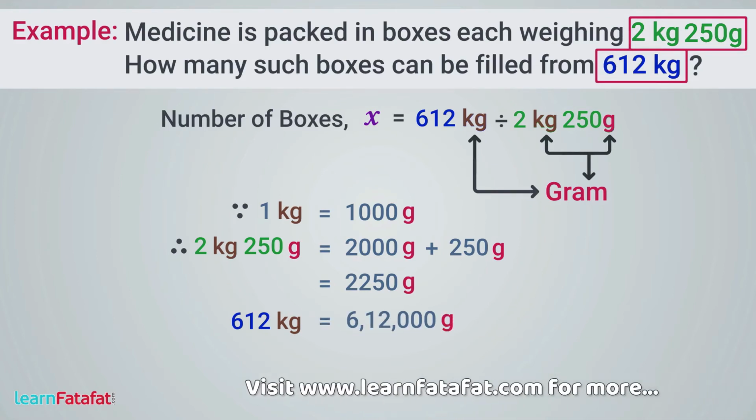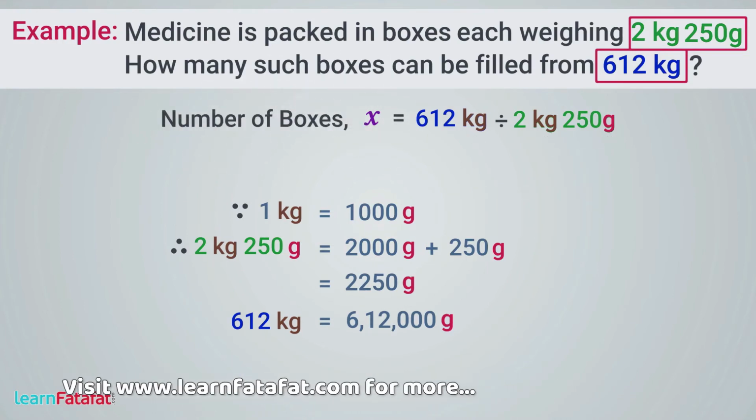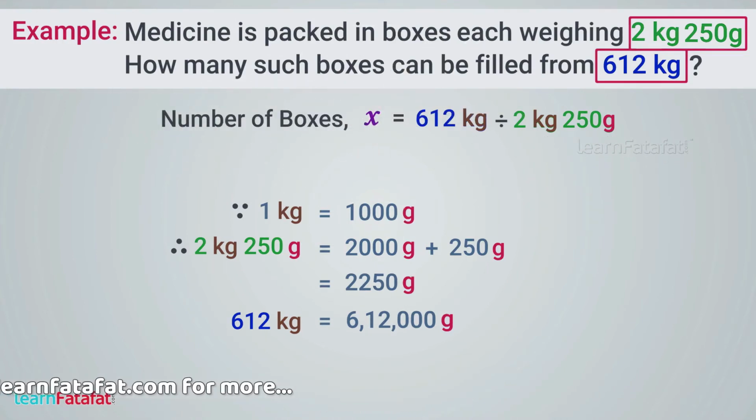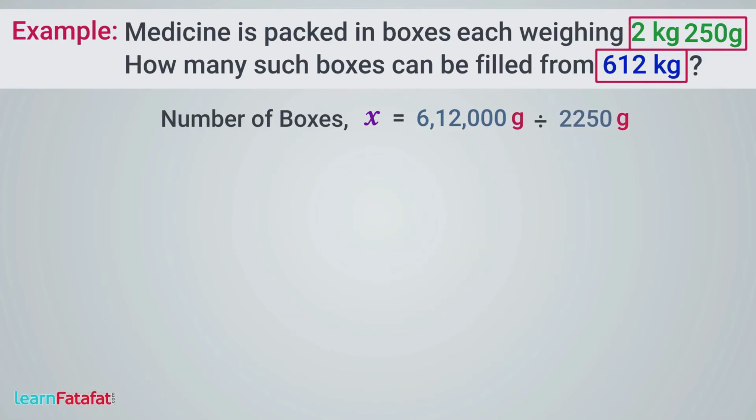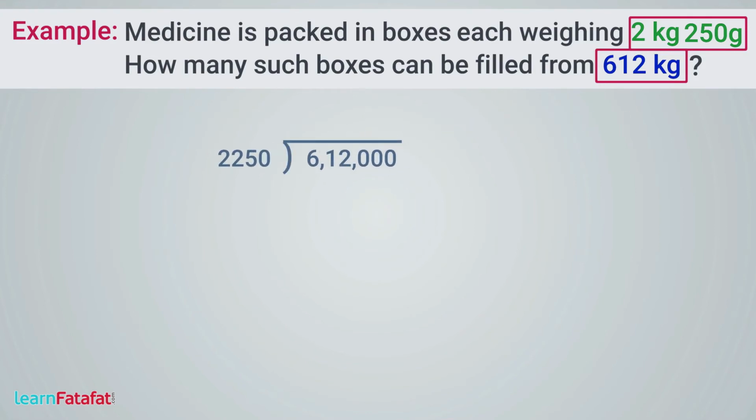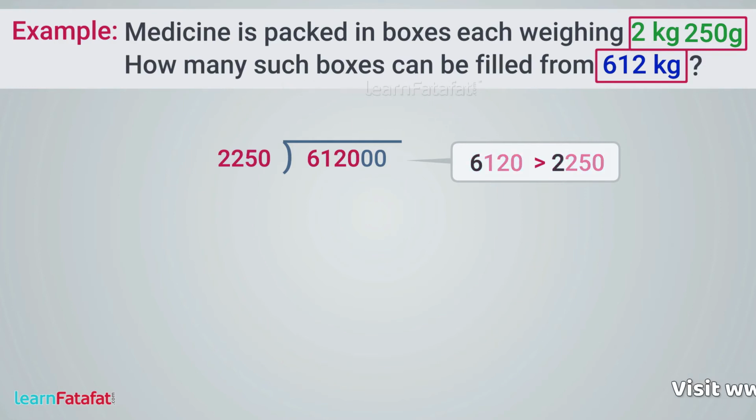6,12,000 gram. Number of boxes x equals 6,12,000 gram divided by 2250 gram. Units are similar, so let's divide the two numbers. Since there are 4 digits in the divisor, select 4 digits of the dividend. 6120 is greater than 2250, so we can divide it. Neglect last 3 digits of both numbers.